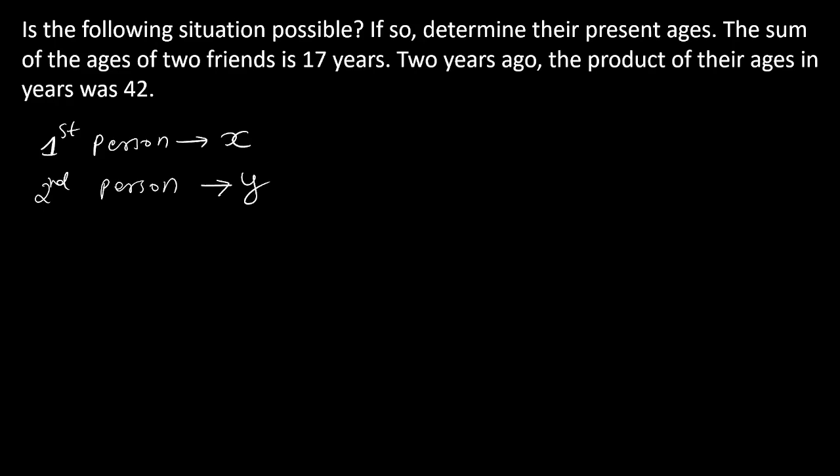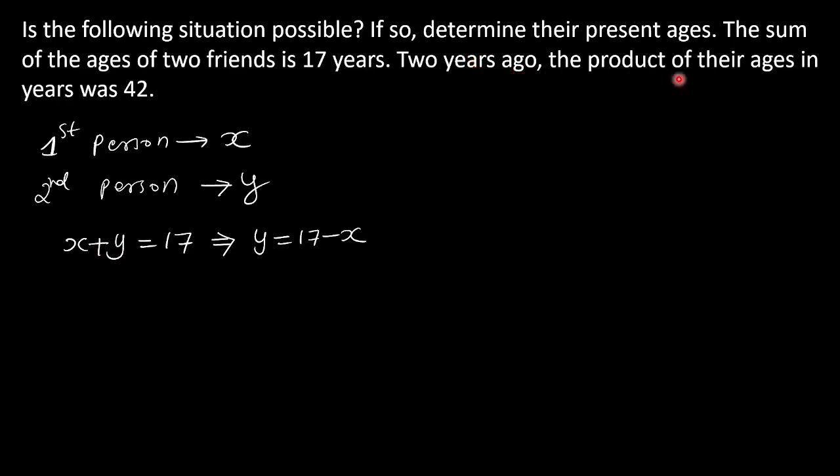It is given that the sum of their ages is 17. So x plus y equals 17. Is it okay? Sum of their ages is 17, as mentioned. Like the previous question, y equals 17 minus x. If you don't understand, you can ask me when I interact with you.